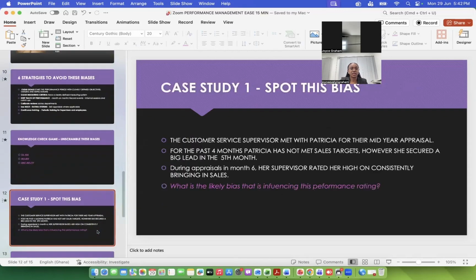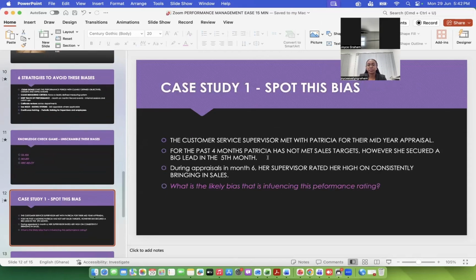So we already did the game and knowledge check. This is the last case study we are going to do, and then we wrap up the session. So this one, just unmute your mic and tell me what bias it is.